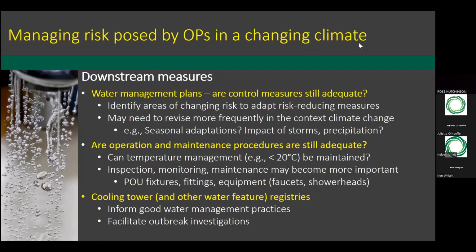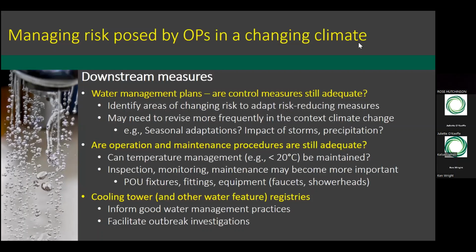Are operational and maintenance procedures still feasible? One of the controls for Legionella is to maintain your cold water systems cold, at less than 20 degrees. Is that still feasible in warming buildings? And do we have to change our inspection, monitoring, and maintenance procedures to account for maybe increased colonization of systems?